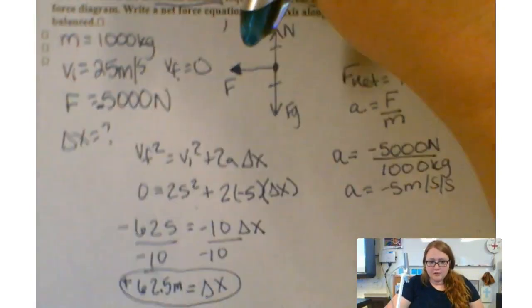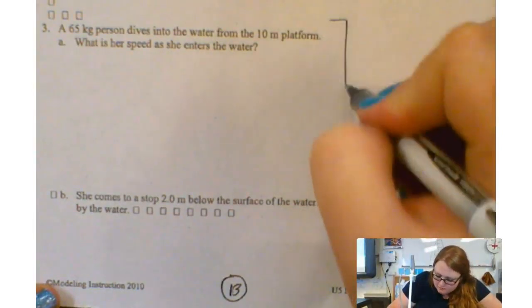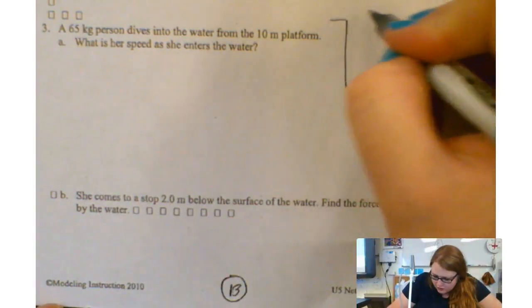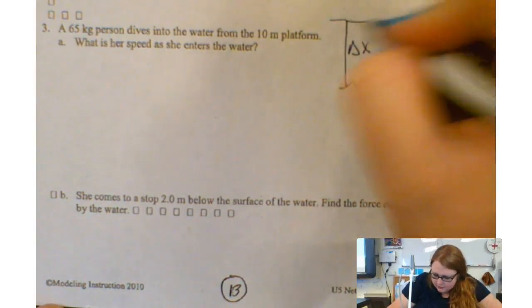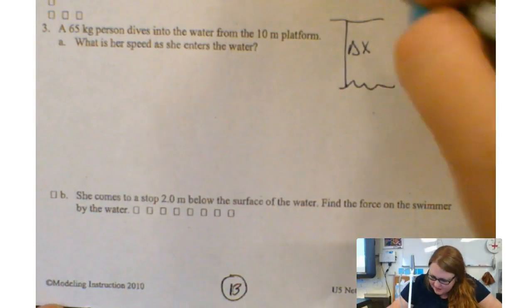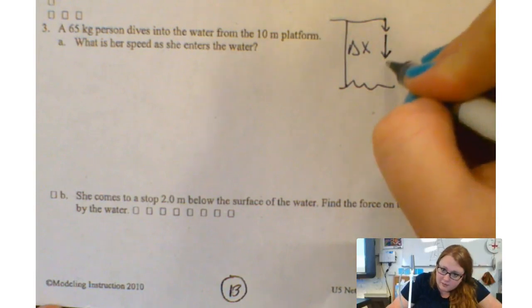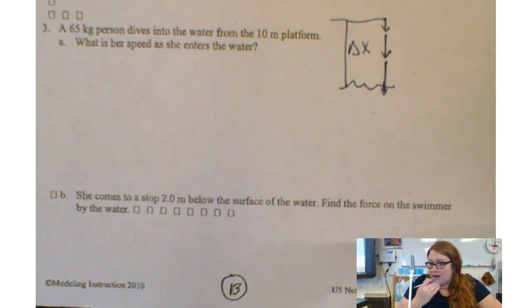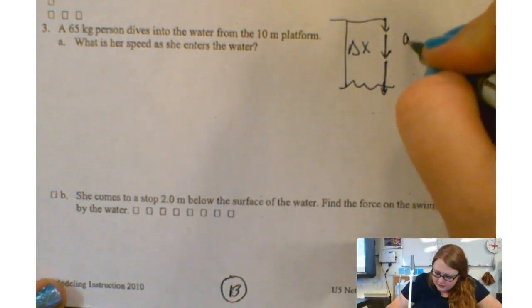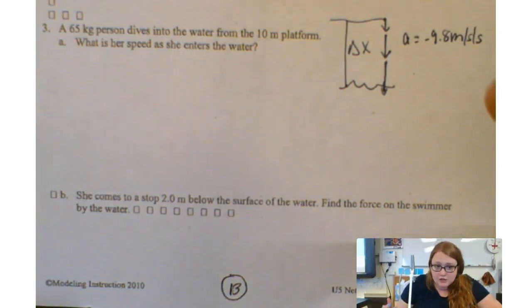All right, number 3. A 65 kilogram person dives into the water from a 10-meter platform, and we're wanting to use forces here. So delta x, here's the water, here's the platform. What's going to happen is this person's going to start speeding up, and they're going to speed up with the acceleration due to gravity while they are in the air. Their acceleration will be negative 9.8 meters per second squared. Again, it's negative. I always use negative because I keep a constant sign convention of down as negative.